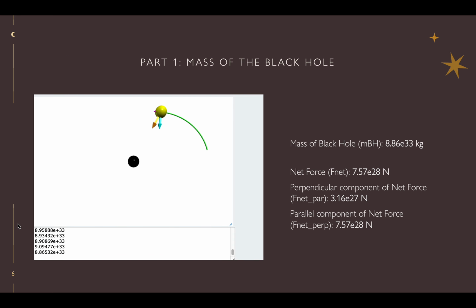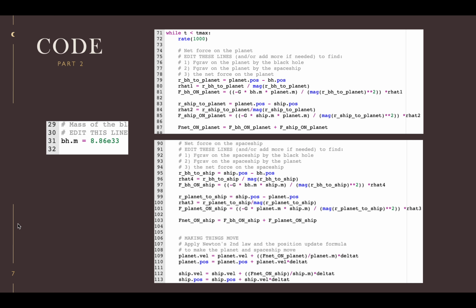After running the code, this is the graph that was generated, and I used the printed iterative mass values to calculate the average mass for the black hole in an Excel spreadsheet. The code also printed the net force and its components for the spaceship, and in the video, Fnet is shown by the orange arrow, the parallel component of Fnet is shown by the magenta arrow, and the perpendicular component of net force is shown by the blue arrow.